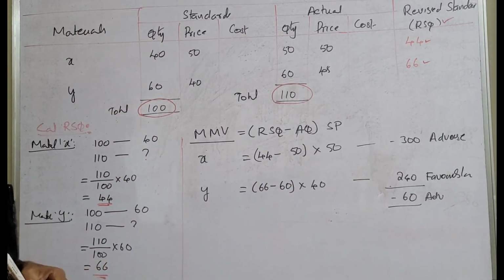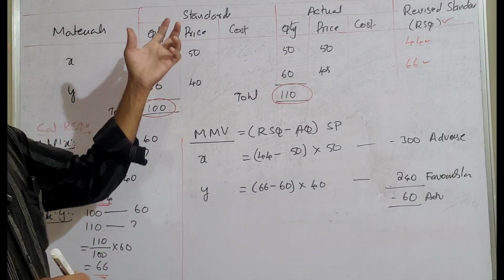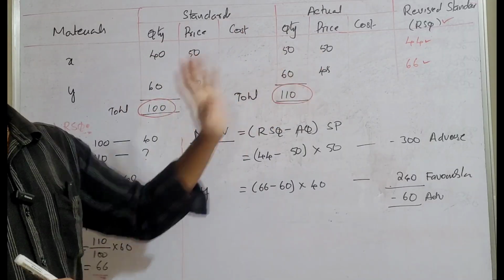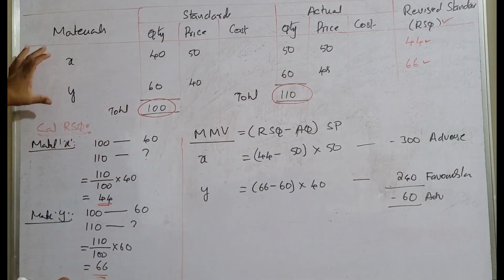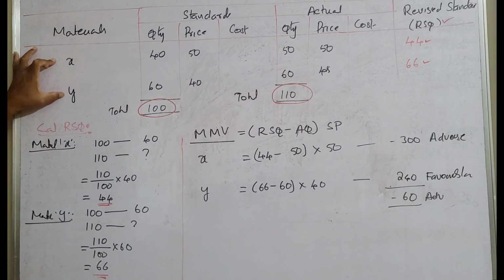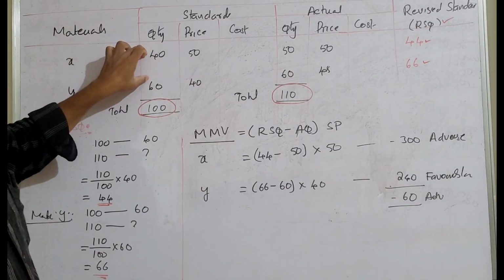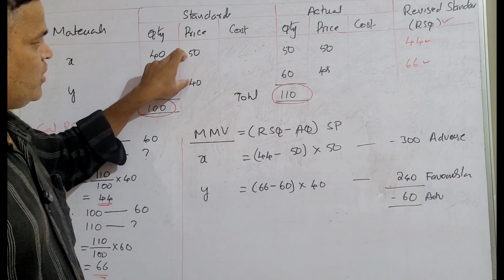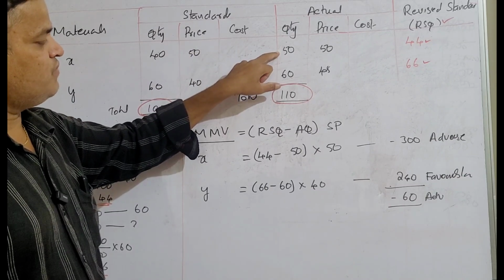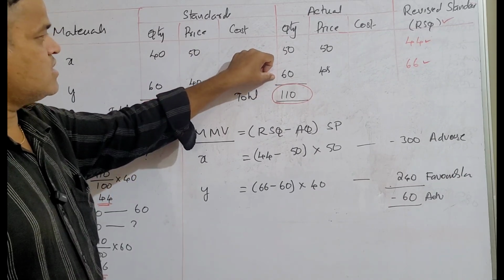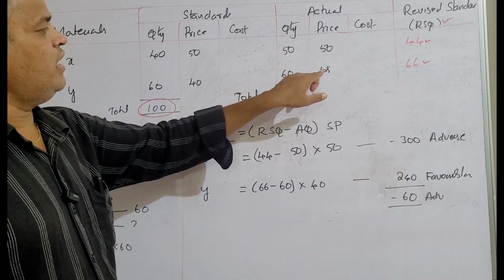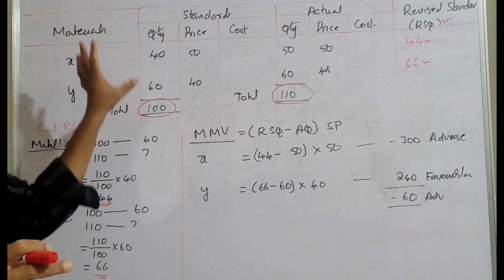In the problem, standards will be given and actuals will be given. Here we have two materials, X material and Y material. The standard quantity of X is 40 and Y is 60, and the standard price is 40 and 50. The actual quantity of X is 50 and Y is 60, and the price is 50 and 45. These are the standards and actuals.